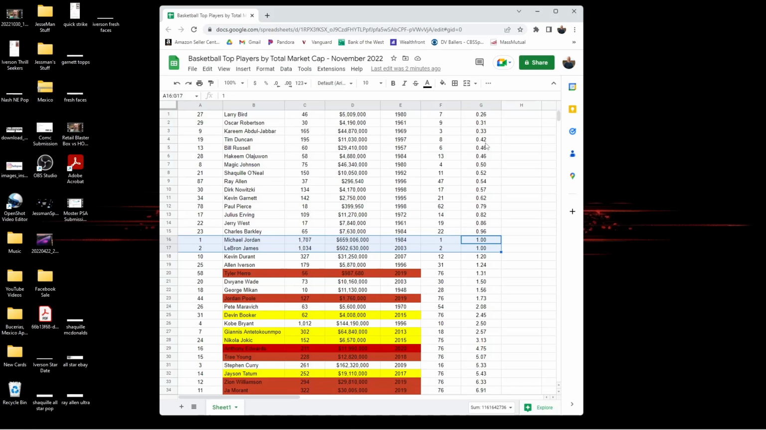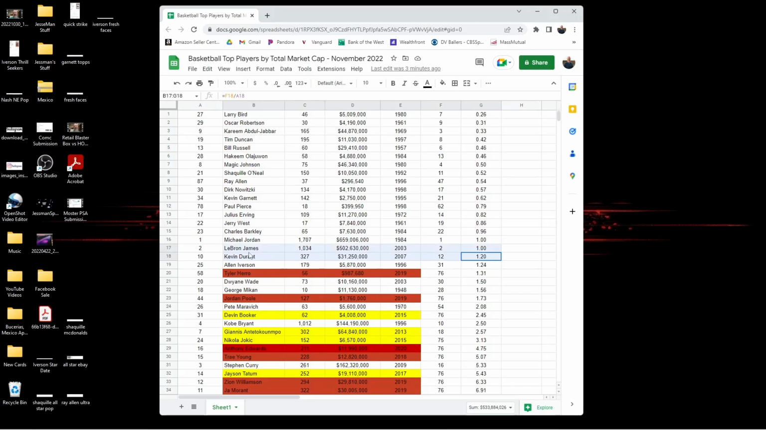Tim Duncan is someone I've been looking at. Akeem gets thrown around there. Magic, I pick up a little of his stuff here and there. Shaquille, I pick up a decent amount of his stuff. Ray Allen is one of my largest collections. Dirk, I like collecting him as well. Kevin Garnett, I like collecting him. Pierce, I have a large collection of his. Julius Erving, I have 2 of his rookies. I don't have any West. I don't have any Barkley. My largest value or dollars that I have in any cards is Michael Jordan. LeBron, I don't think I own anything.